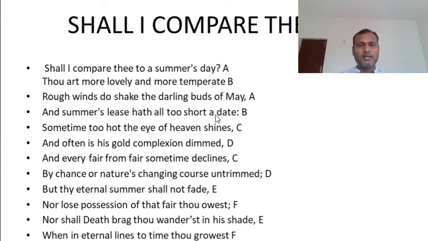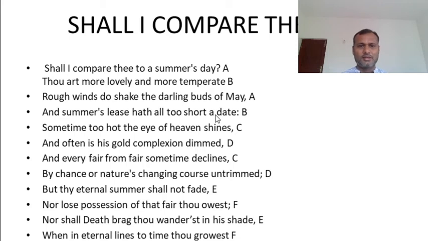Sometime too hot the eye of heaven shines. So here this poet compares the eye of heaven to the sun. Sometime too hot the eye of heaven shines. Actually the sun shines too hot, as I said earlier, the scorching sun. And often is his gold complexion dim. Because of the clouds, sometimes the gold complexion which comes out from the sun is going to be dim, because the clouds cover it.